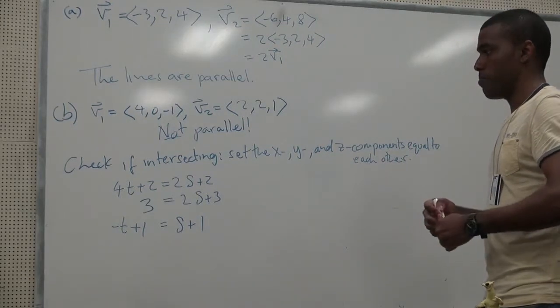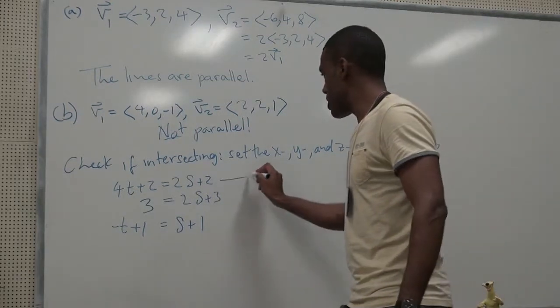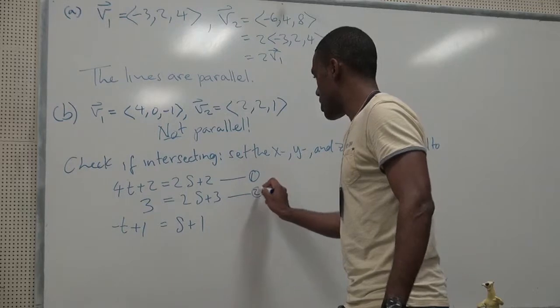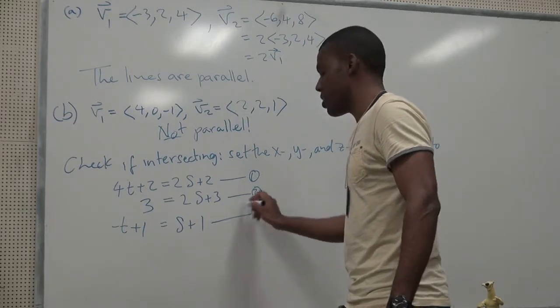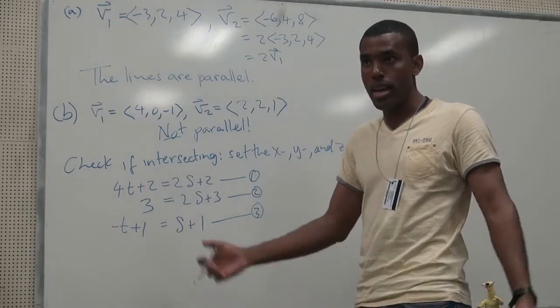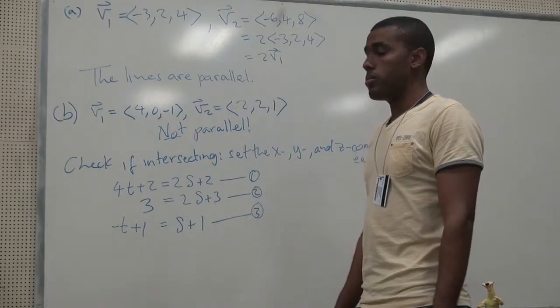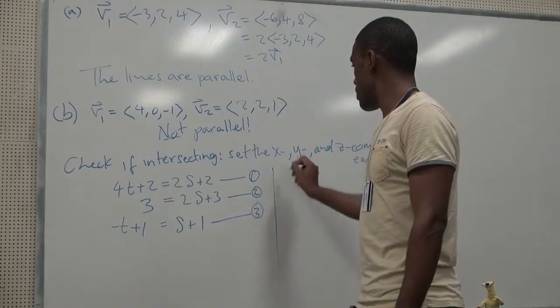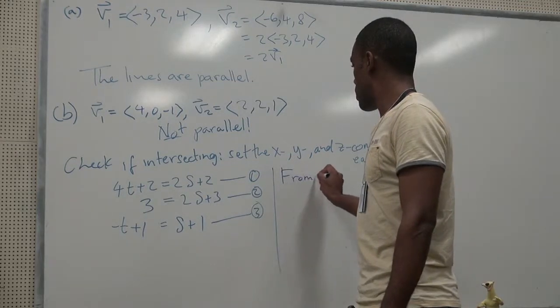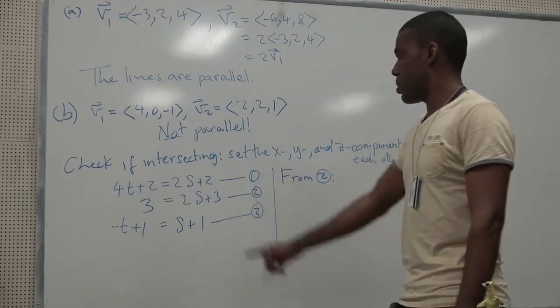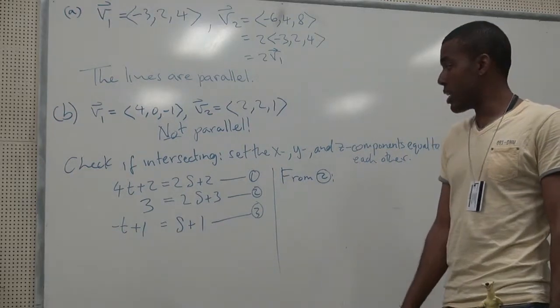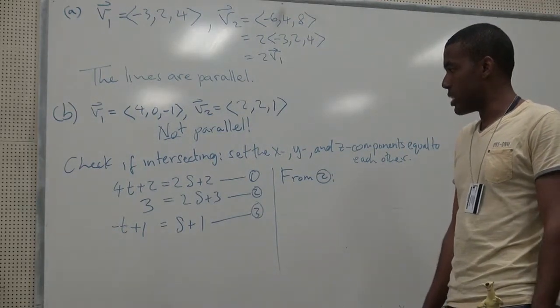Okay. So there are 3 equations and 2 unknowns. We just have to make sure we can find 2 of the unknowns that satisfy all 3 equations. If that happens, they actually intersect, right? What do you think? Well, equation 2 only has 1 unknown. We can solve for s there. What is s? 0.